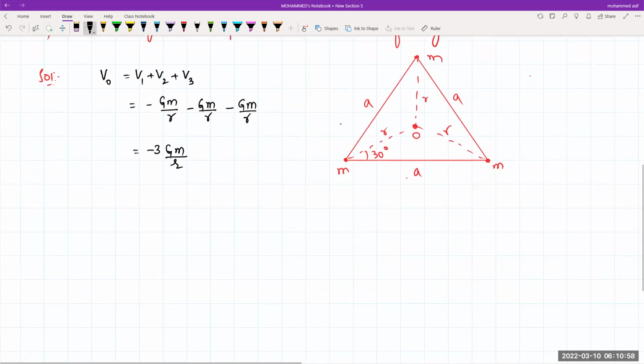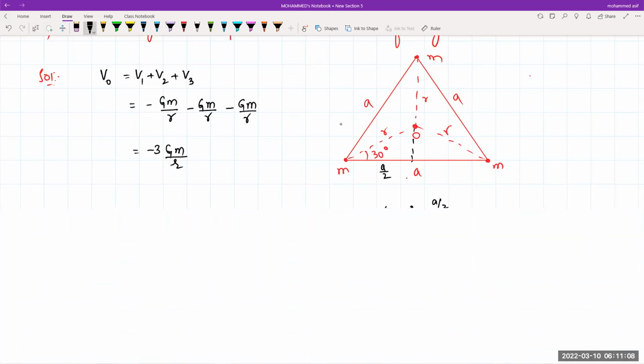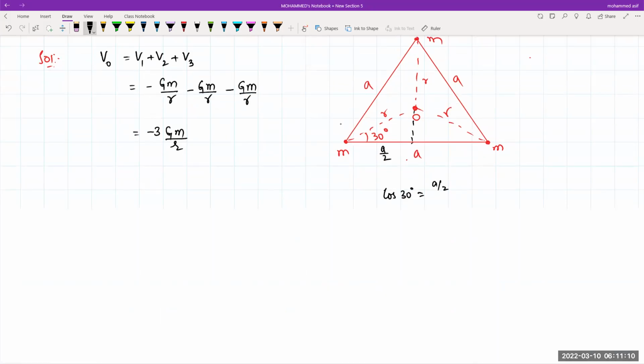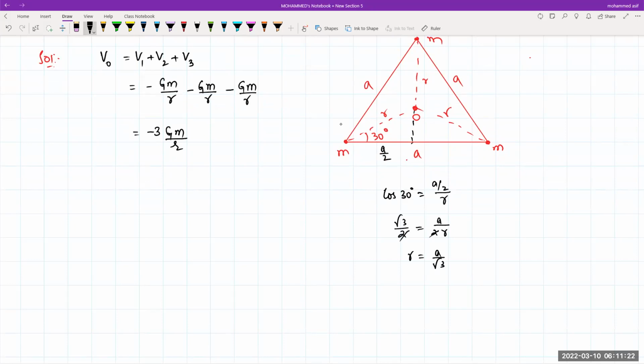What is the value of R from the figure? From the figure, this distance will become A by 2. So cos 30 degrees equals (A by 2) divided by R. Cos 30 is root 3 by 2, that equals A by 2 into R. The 2 gets cancelled, so R equals A by root 3.